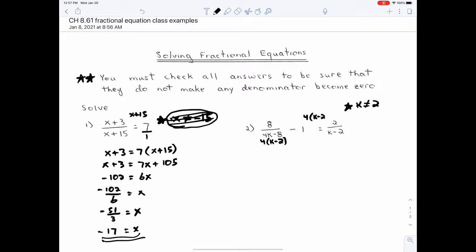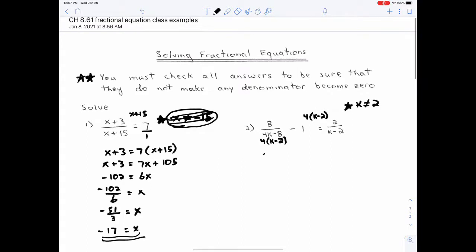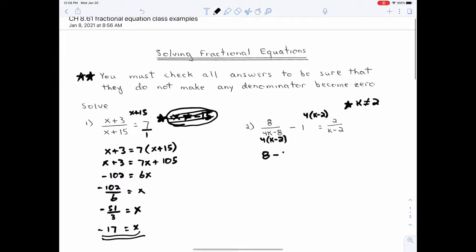And at this point, you should know how to find the common denominator. So if we multiply that on both sides, on the first fraction, the whole denominator goes away, and you're left with 8. On the second term, the negative 1, you just get 4 times k minus 2. And on the right-hand side, the k minus 2's cancel, so you get 8.